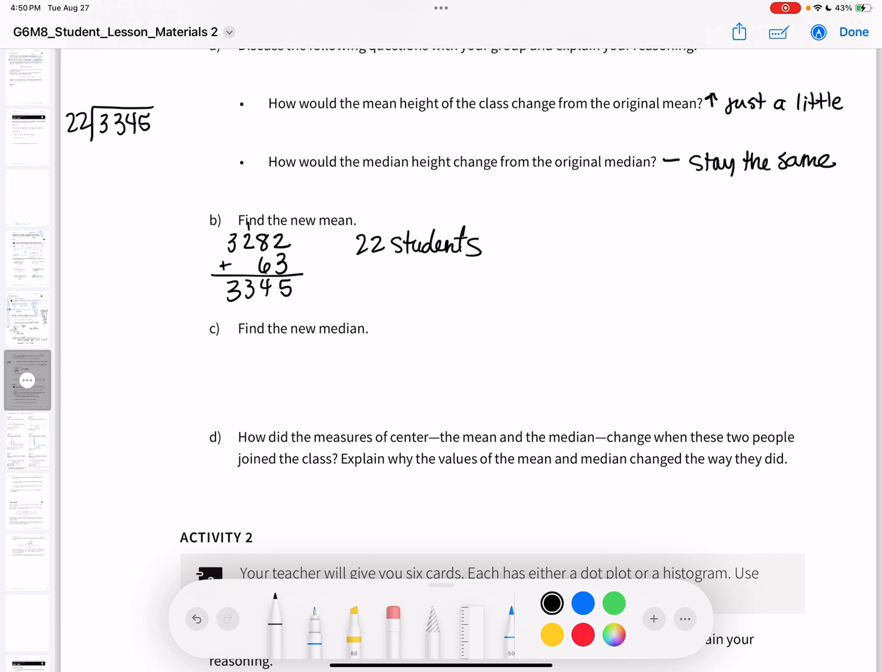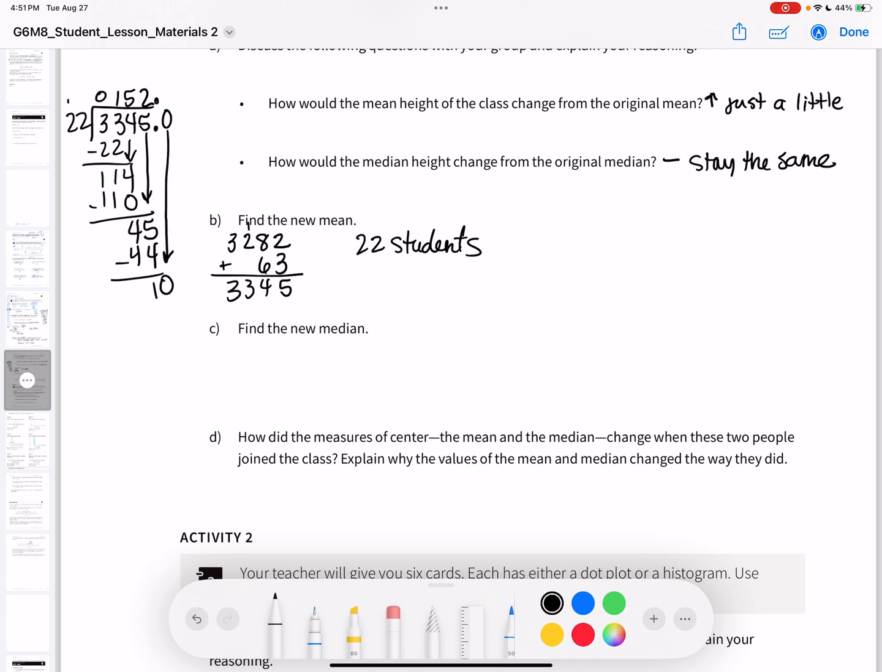All right, so 22 goes into 3, 0 times. 22 goes into 33 1 time. It's 22, that leaves 11. Bring down the 4. 22 goes into 114 5 times. 5 times 2 is 10. Carry the 1. 5 times 2 is 10, plus 1 is 11. So we get a 4. Bring down the 5. 22 goes into 45 2 times. 2 times 2 is 4. 2 times 2 is 4. So we have a 1. We need to add our decimal.